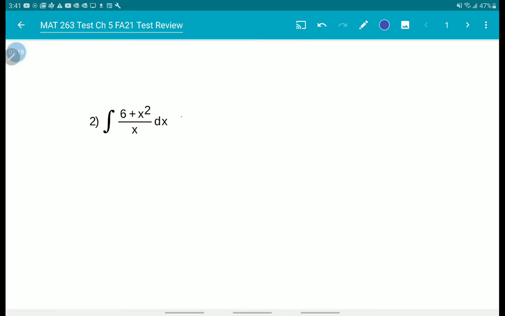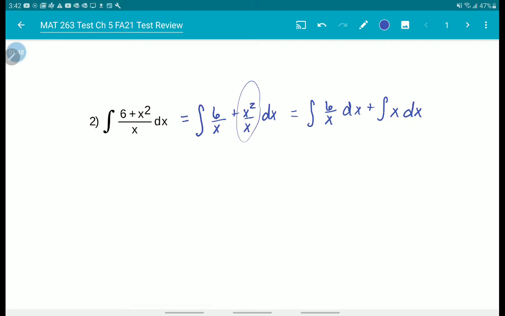And the second one, we're going to have to use algebra to simplify this. So we can rewrite this as 6 over x plus x squared over x dx. So this simplifies to 6 over x dx plus x dx. So I split it up into the two different integrals, and I reduce that second piece, which reduces to x. So now when I integrate, I'm going to have 6 times the ln of the absolute value of x plus x squared over 2 plus c. So there's our final.